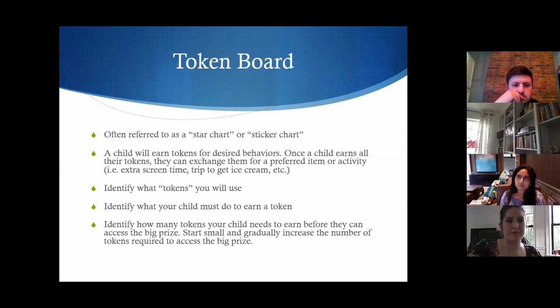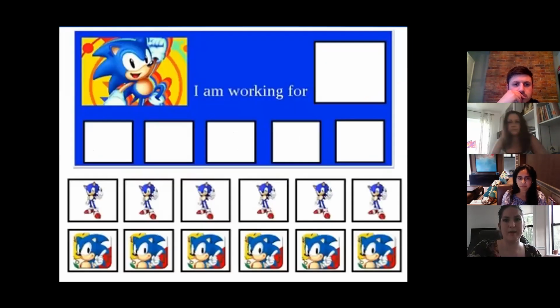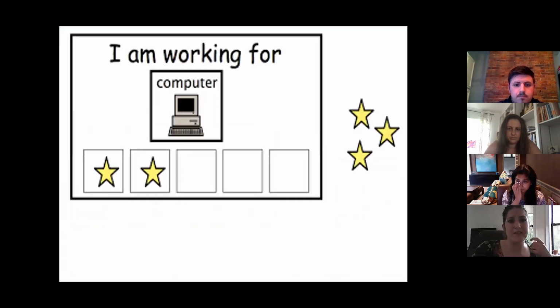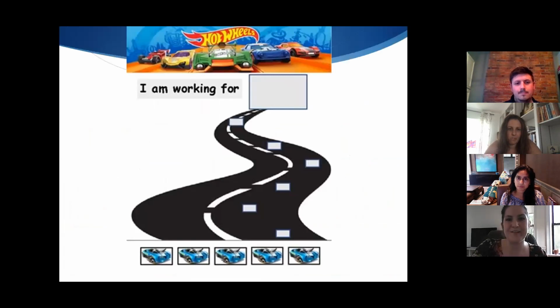So here are some examples of token boards. And usually in the "I'm working for" section, it might be I'm staying in my bed all night so that I can get extra time on the iPad tomorrow, or I'm staying in my bed all night so that we can go get a special dinner, something like that. Here's a very simple one, earning stars to work for the computer. This is typically kind of the style you'll see in the school systems. Here's a more fun one. You got cars and a road. You have to fill in all the tokens before you can access something fun.